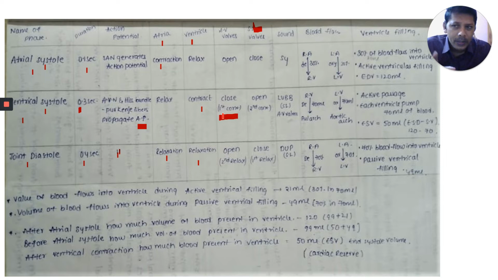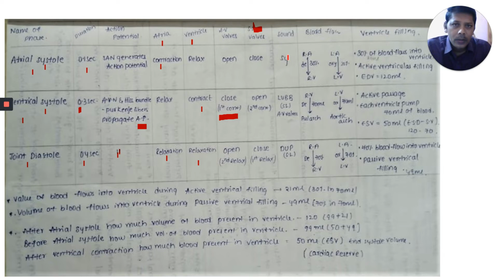During the first contraction of the ventricles, the first phase, the AV valves close, which produces a sound called the lub sound. During the second phase of ventricular systole, the semilunar valves open. Now blood is ejected from the ventricles. During joint diastole, we again learned two phases. Here the AV valves open, and the semilunar valves close.